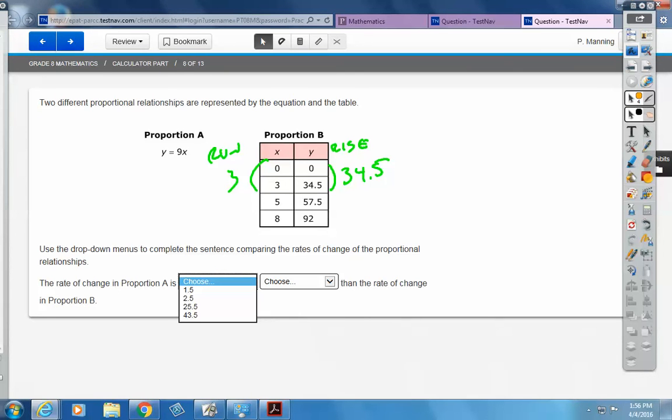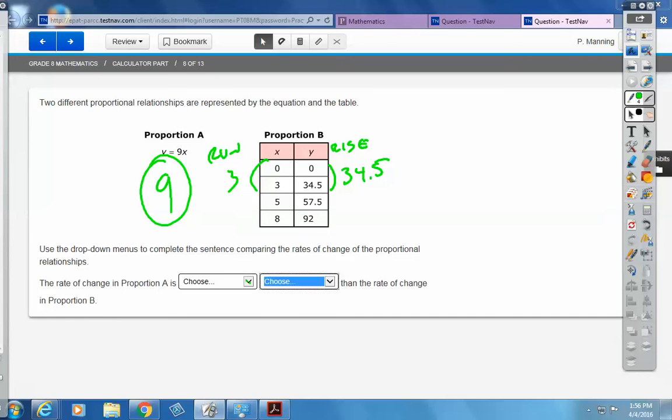Oh, so we're relating the two. Okay, so we still need to know it. And we know the rate of change over here is going to be 9. All right, so 34.5 divided by 3. Well, 3 goes into 3 once. 3 goes into 4 once with a remainder of 1. And 3 goes into 15 5 times. So we have a rate of change of 11.5.